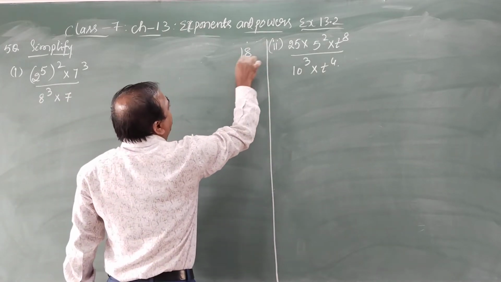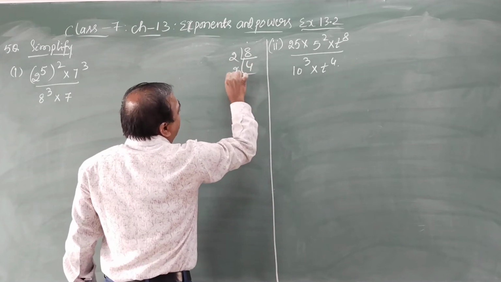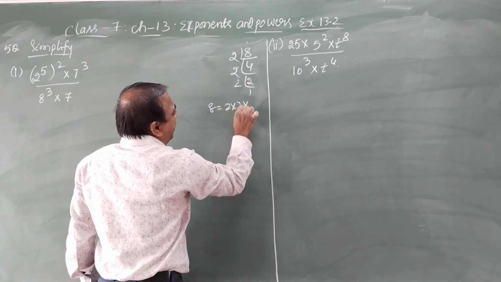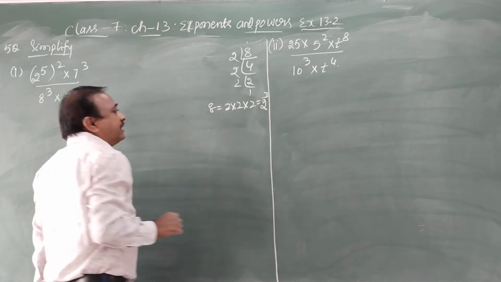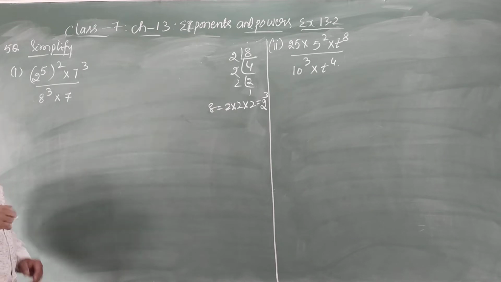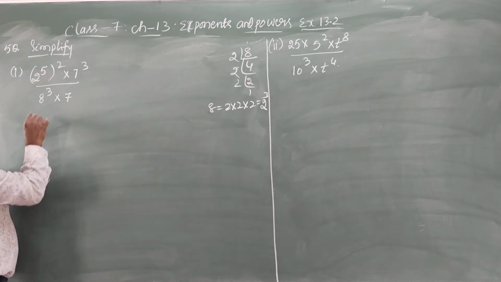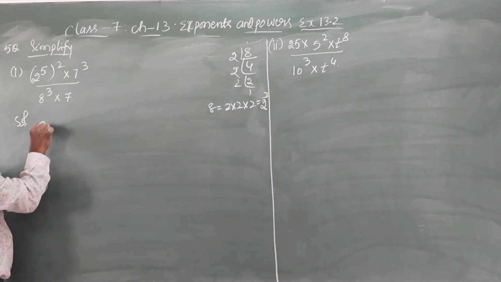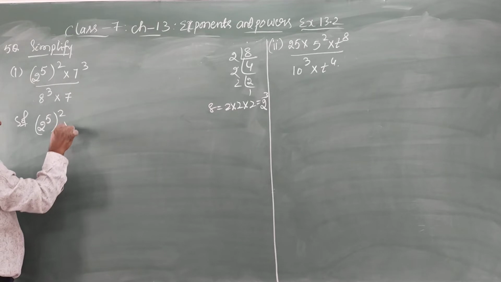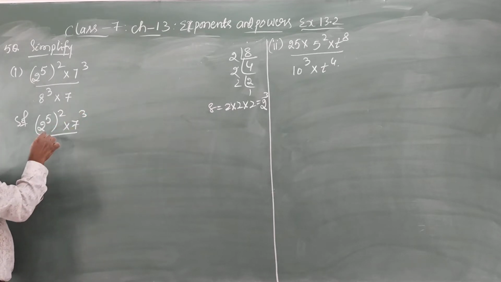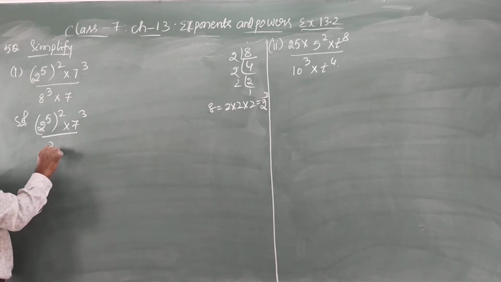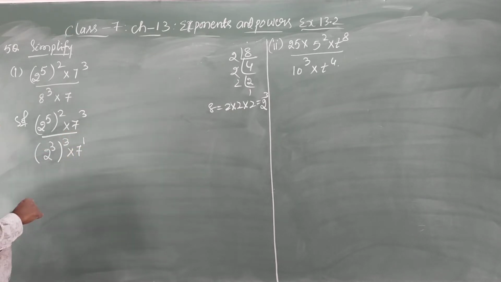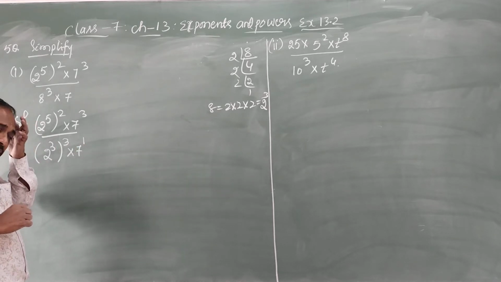So for 8, if you do prime factorization: 2 4s are 8, 2 2s are 4, 2 1s are 2. So 8 is equal to 2 into 2 into 2, which is 2 to the power 3. So this 8 we can write as 2 to the power 3. Look at this: (2 to the power 5) to the power 2 into 7 to the power 3, by (2 to the power 3) whole to the power 3 into 7 to the power 1. If you don't see any power, that is 1.